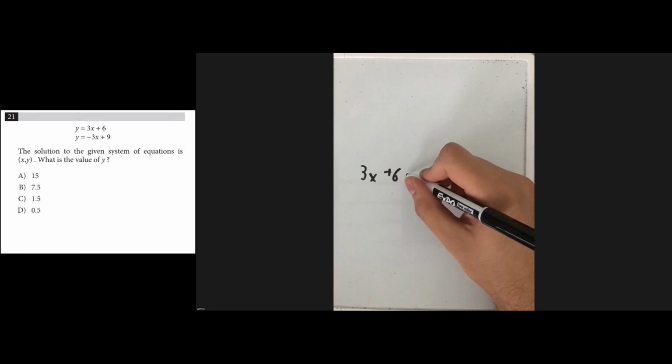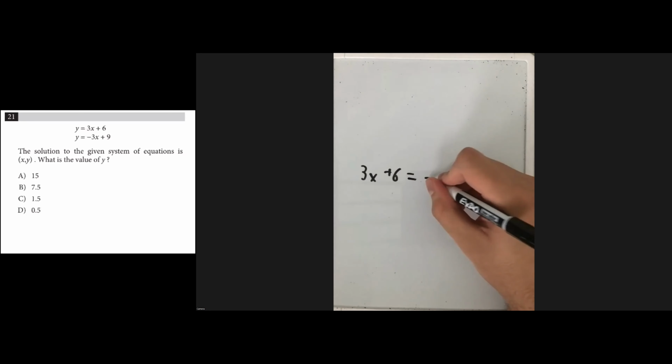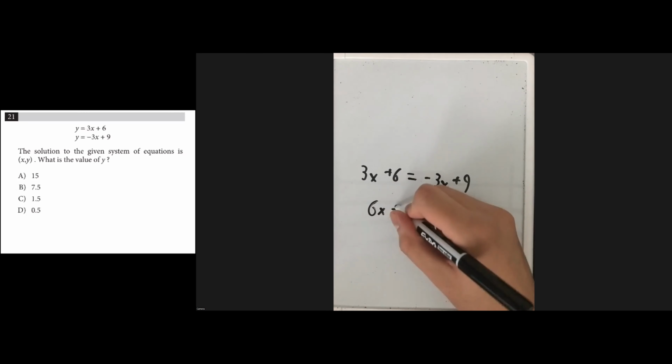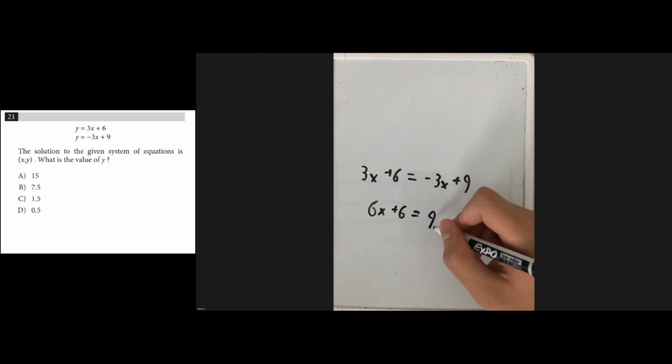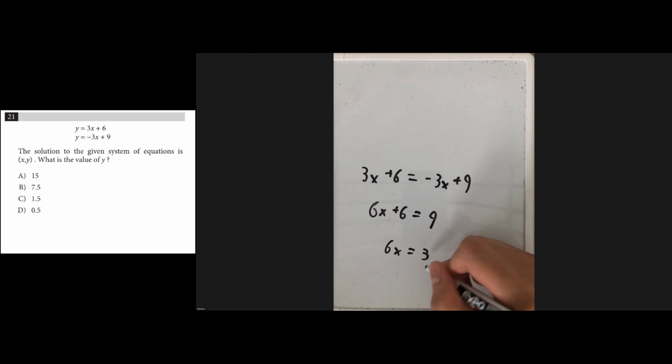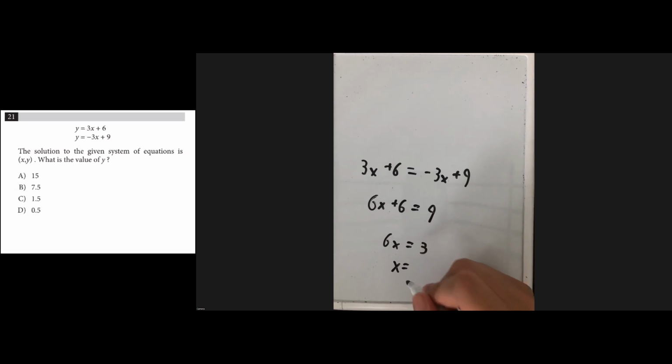Okay, so for this one, we're given two systems of equations. It says what's the value of y. So basically, let's just first find the value of x. So we have 3x plus 6 equals y, and then we set them equal to each other. So 3x plus 6 equals -3x plus 9. And we add 3x to both sides, so that gets us 6x plus 6 equals 9. And then you subtract 6 from both sides, that gets us 6x equals 3. Now we have x equals 3 over 6, which just becomes x equals 1/2.